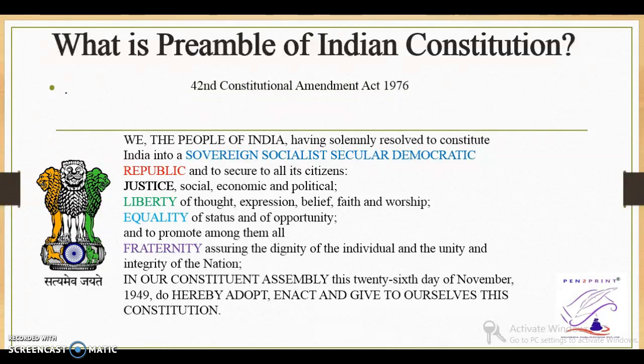It also does not provide any legal framework of constitutional law. The preamble is neither a source of power nor a source of limitation. So we cannot challenge any law in the court of law based on the preamble. It neither provides any power nor imposes any duty.